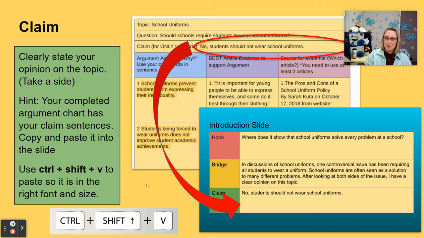Now let's talk about the last part and hopefully the easiest part. If you did your argument chart correctly last week, you simply highlight, copy, and Control-Shift-V paste your claim from your argument chart into the last part of the slide. If you didn't do it, you're either going to say yes or no, and then state your topic, not just the word yes or no. That's not a sentence here.